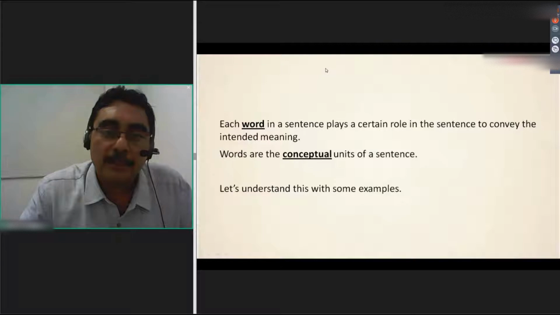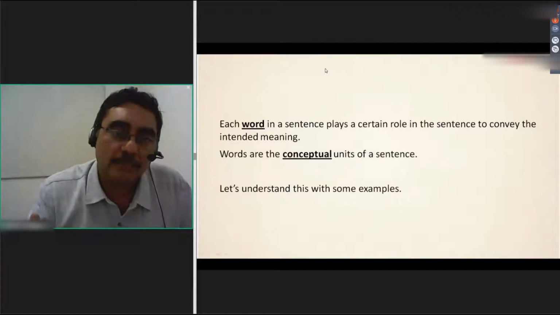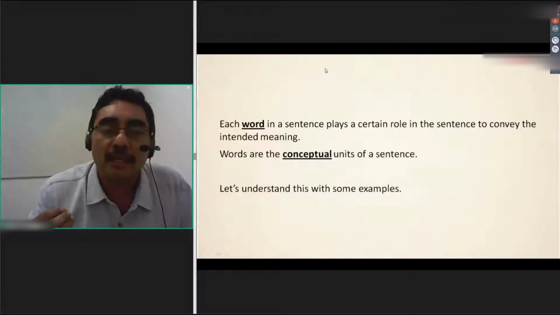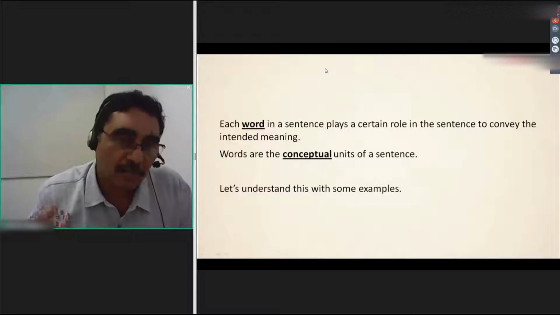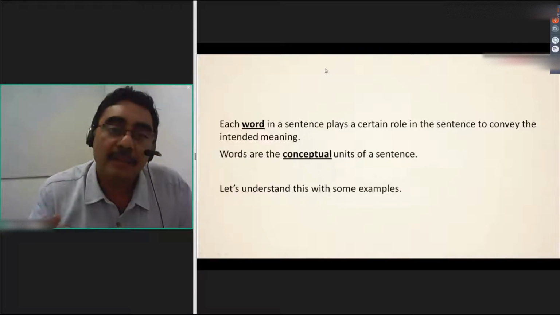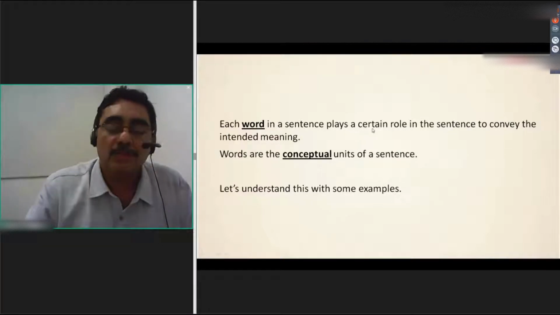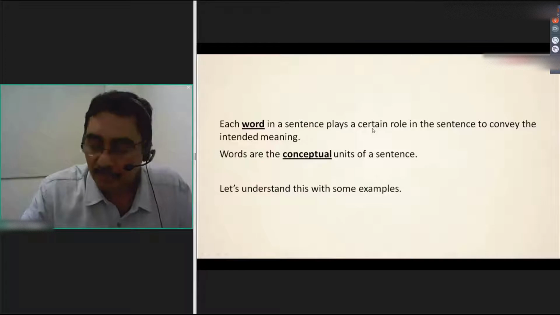Other than words which connect, like is, be, and so on, most of the words, the adjectives, the nouns, the adverbs in a sentence, are suggesting or representing a concept, and then they play a role in conveying an idea that the sentence wants to convey. Right? So let us see some examples of what I mean.